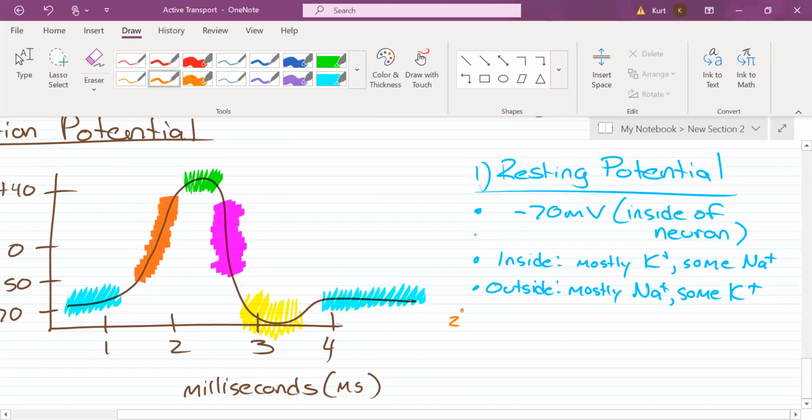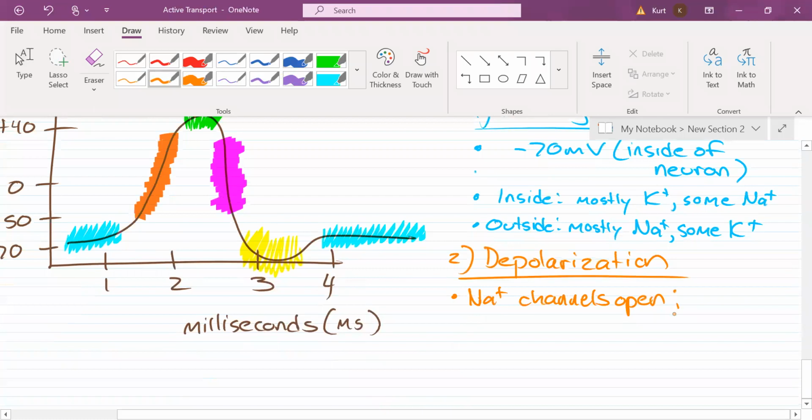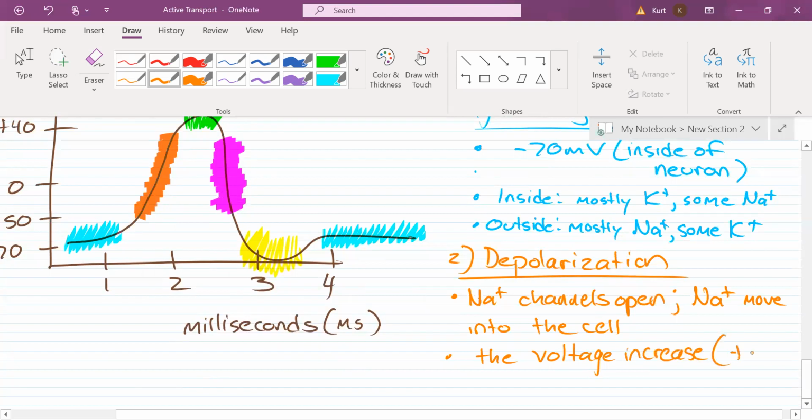Now, number 2, you have depolarization. In depolarization, sodium ion channels open. Sodium ions move into the cell. The voltage increases. It's becoming more positive.